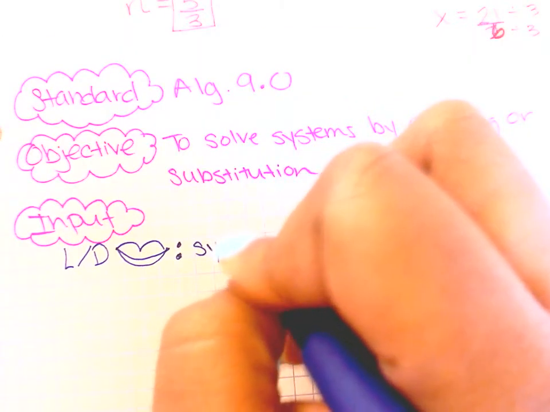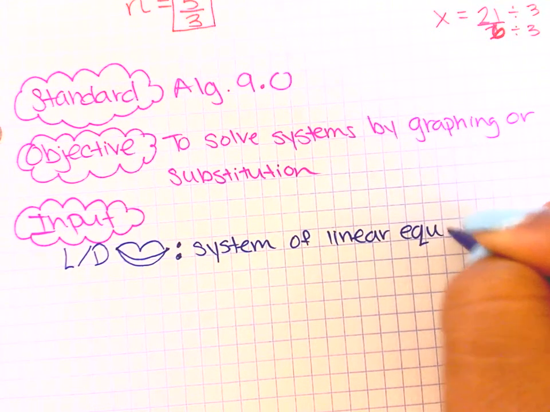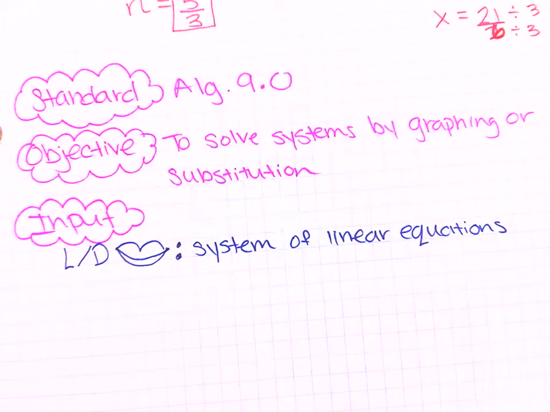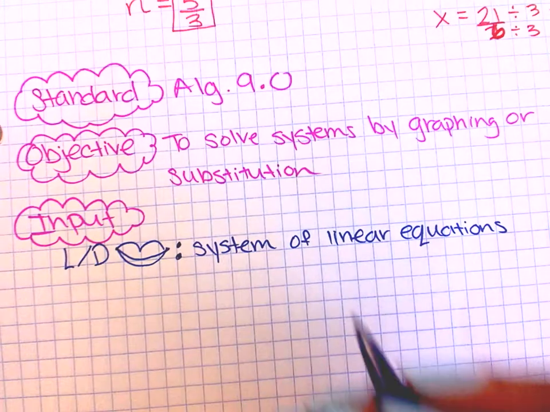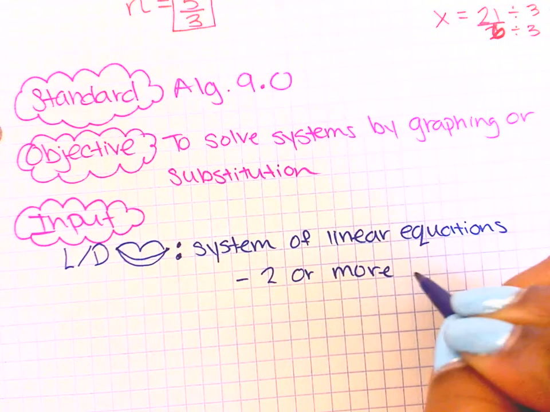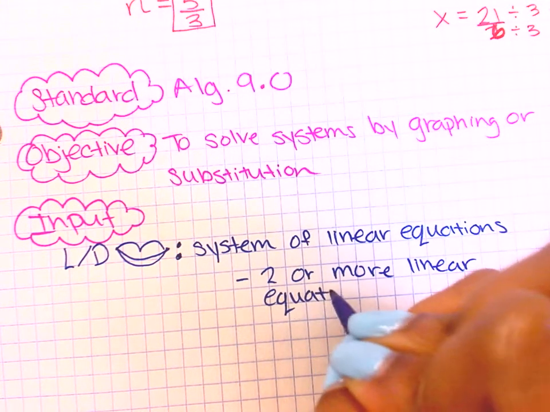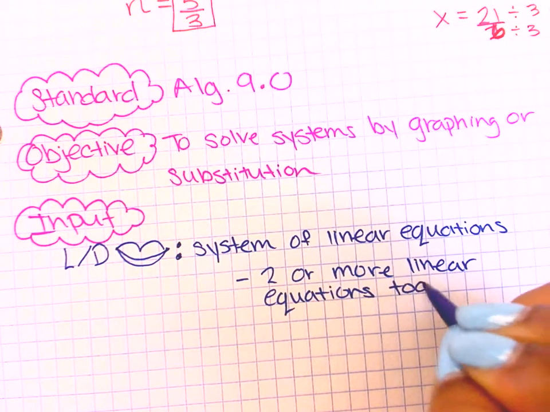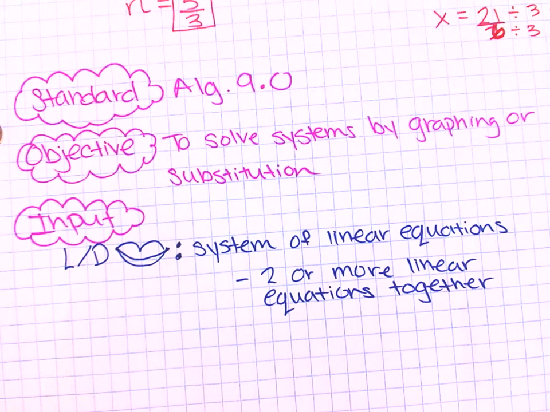The first one is a system of linear equations. This just means two or more linear equations that are together. Two or more linear equations together. That's called a system of linear equations. So there's more than one on the graph.